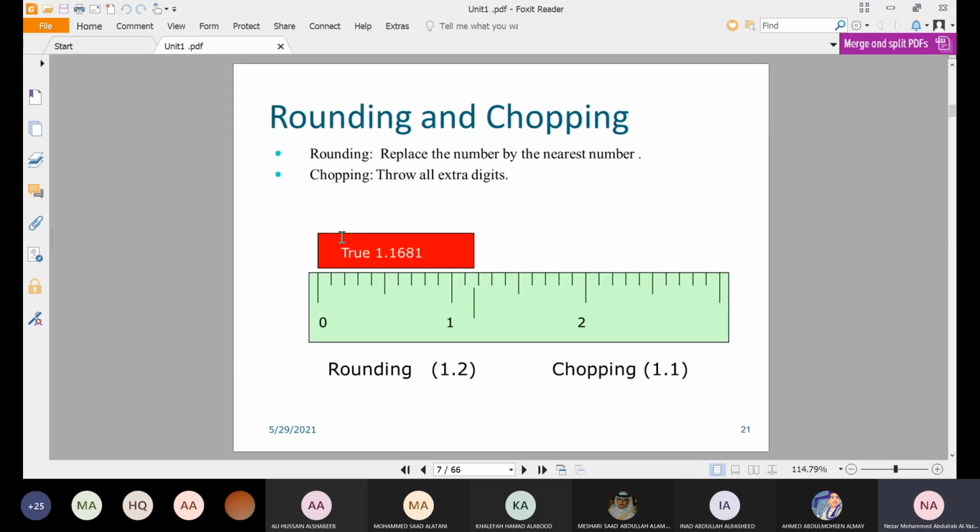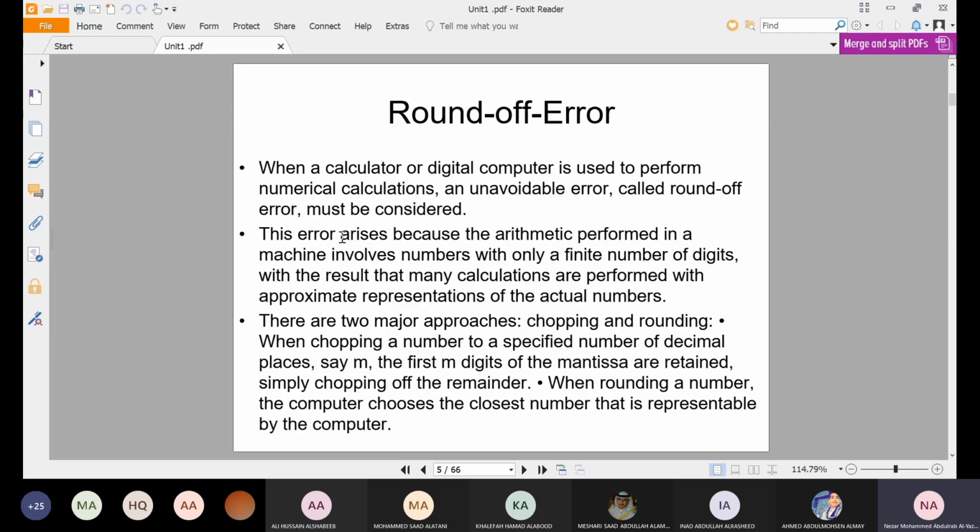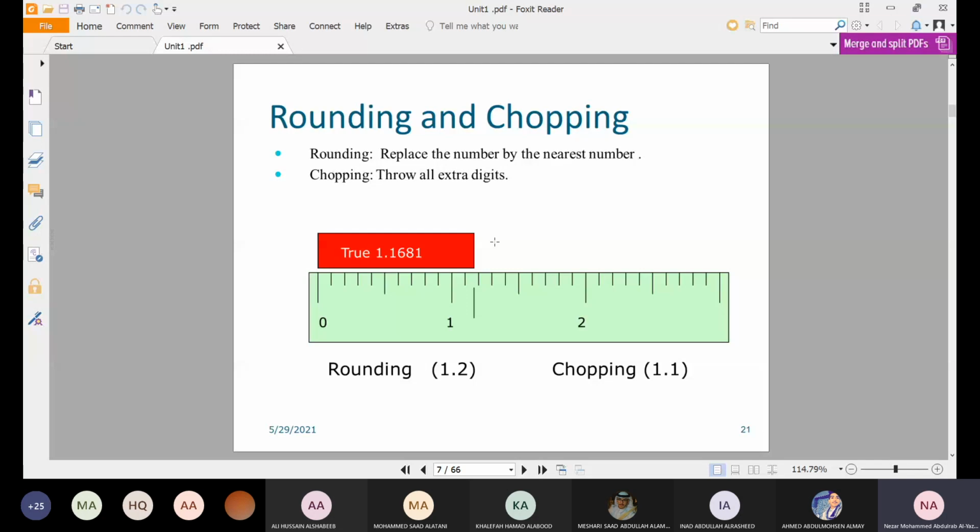Also, we gave some examples about chopping and rounding. We said rounding, we just replace the number by the nearest number. Usually, if we are interested, for example, in two significant figures, we put a line here, a cutoff point. After that, we look at the number after this cutoff point. If it is greater than or equal to 5, we do rounding. That means I will increase the number before the cutoff point by 1.